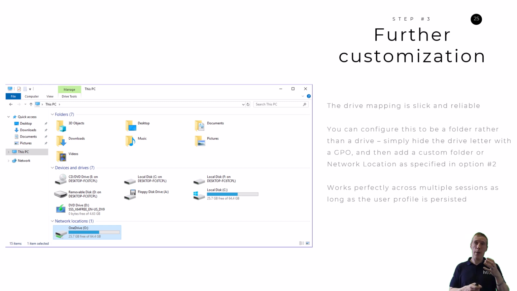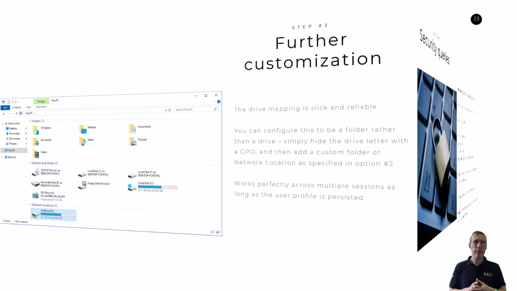What I've done in the past is configure a GPO that hides the drive letter of the CloudDrive map drive, and then just adds the folder through PowerShell, the same way we did earlier. Now CloudDrive map is handling all of that integrated authentication and the re-authentication, so it's a much more seamless experience for your users. Again, there's an article linked in the description that will tell you all about that. Needless to say, CloudDrive map will work perfectly across multiple sessions, although obviously you do need to persist the user profile in order for their settings to run.